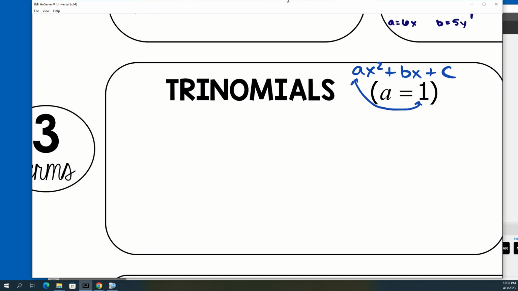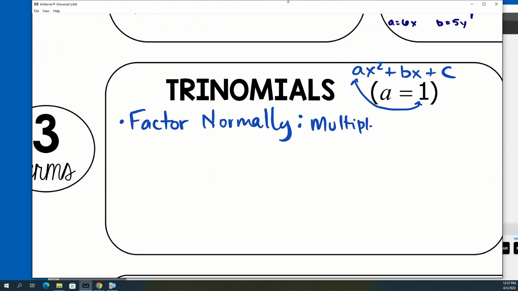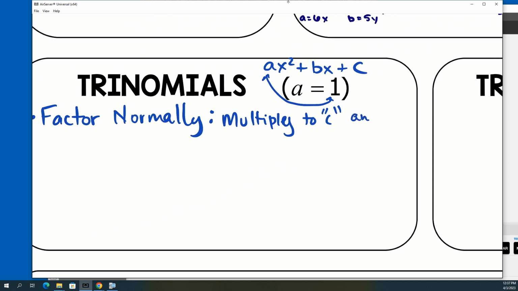And if you guys remember back when we learned this, I said to just factor normally. And when you factor normally, you're looking for numbers that multiply to get C, which is that last number, and add to get B, which is the middle number.